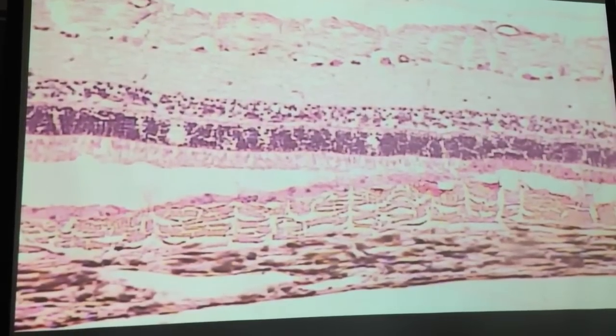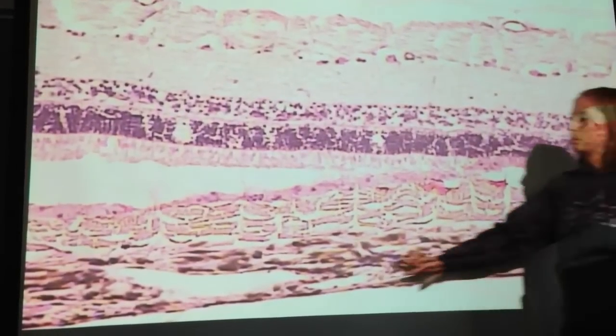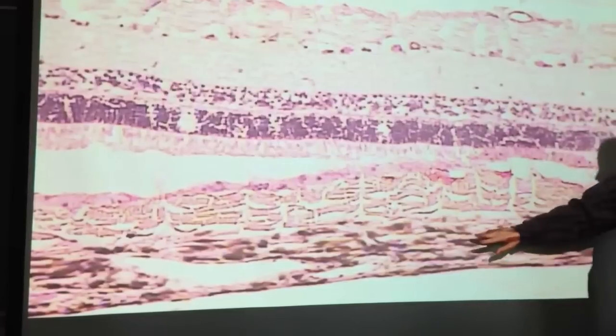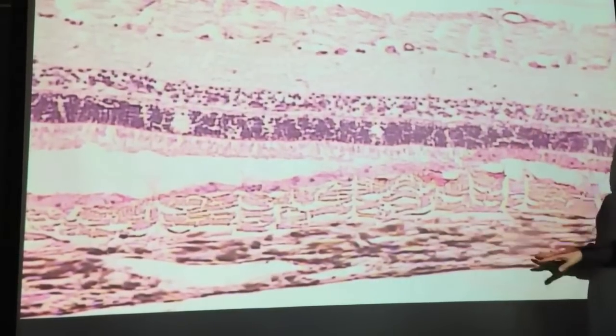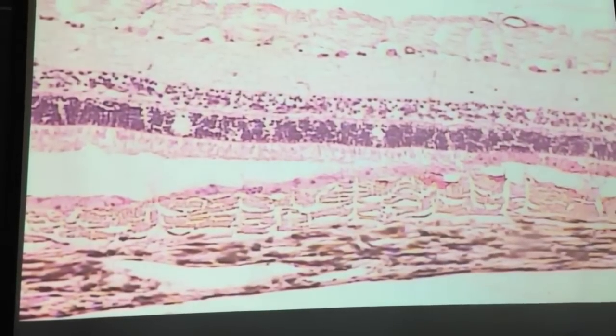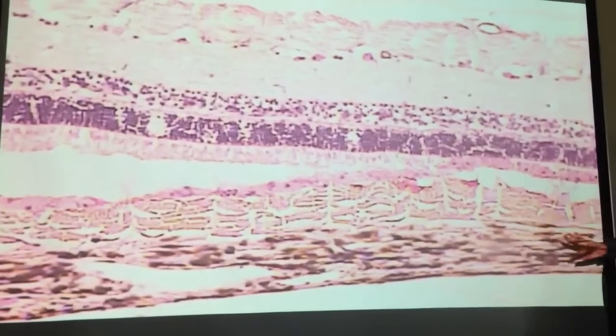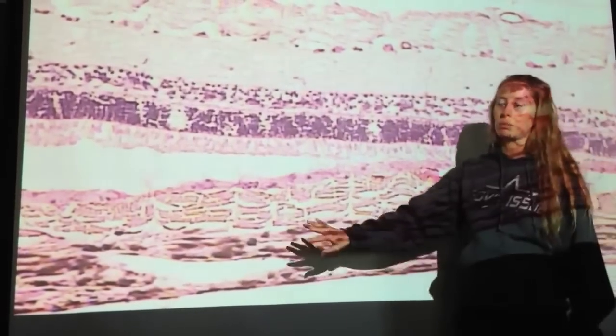So we'll start with the pigment layer. This layer down here is the pigment layer. It's marked because it has these black marks almost in it. Everything else, when you see it stained, is kind of a purple color, but down here, it's almost black. Okay, so that's the pigment layer.